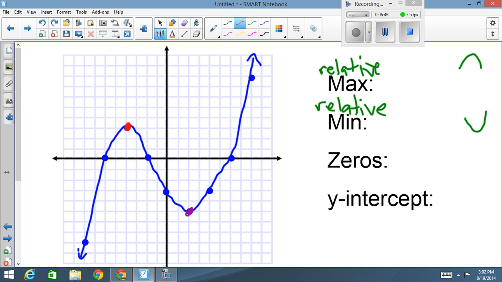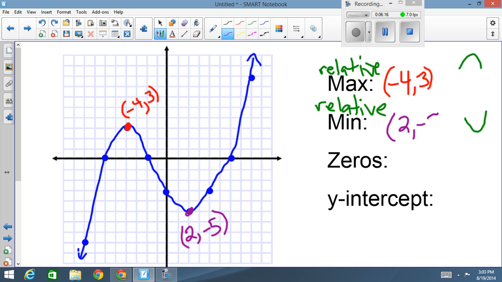The red one's going to be a maximum. If I count, I go to the left 1, 2, 3, 4, so negative 4, and then I go up 1, 2, 3. So this is the point negative 4, 3. That's a relative maximum, negative 4, 3. My minimum, the purple one, is to the right 2, and then down 1, 2, 3, 4, 5, negative 5, because I'm going down. So my relative minimum is 2, negative 5. You can actually have more than one relative maximum or relative minimum.